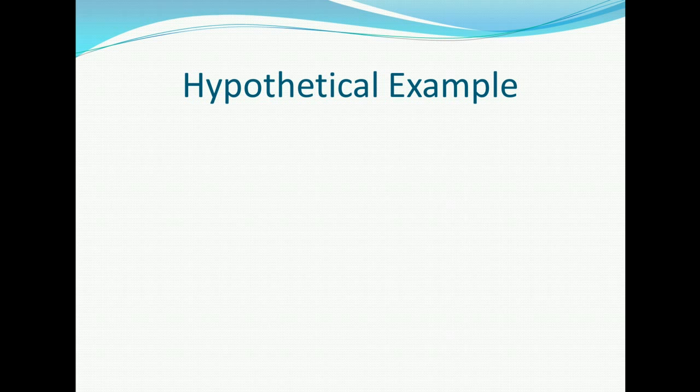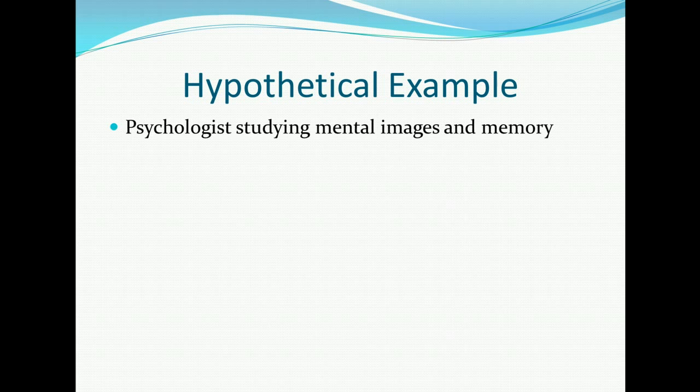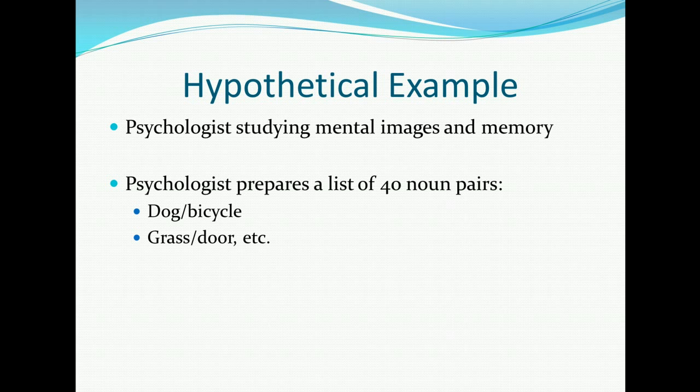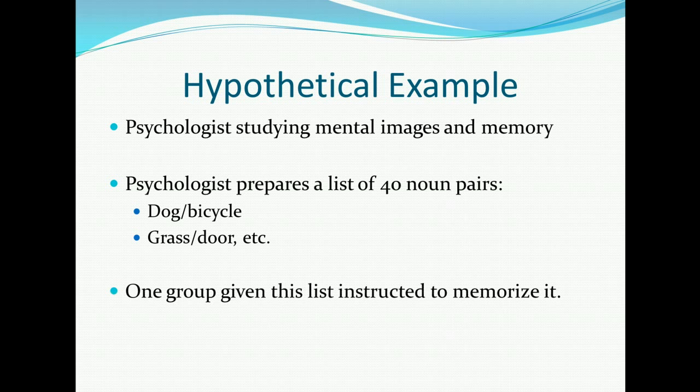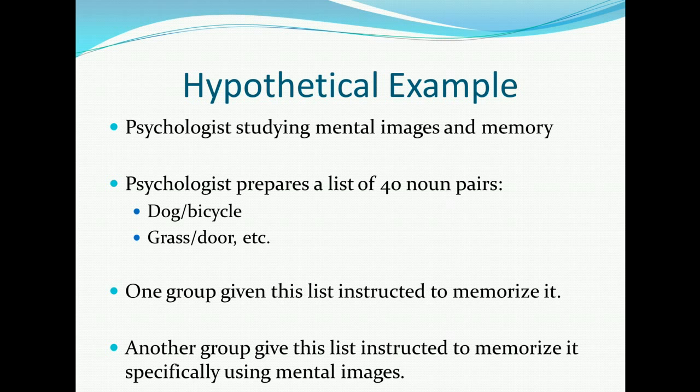So let's talk about a hypothetical example with some data. A psychologist is studying mental images and memory. The psychologist prepares a list of 40 noun pairs, like dog and bicycle, grass and door. One group is given this list and instructed just to memorize it. Another group is instructed to memorize it specifically using mental imagery to associate the pairs, so like literally visualize a dog riding a bicycle.